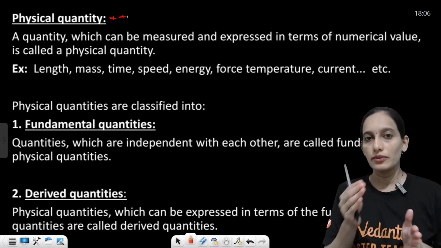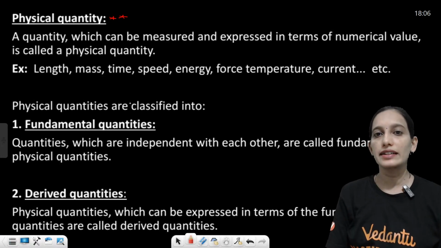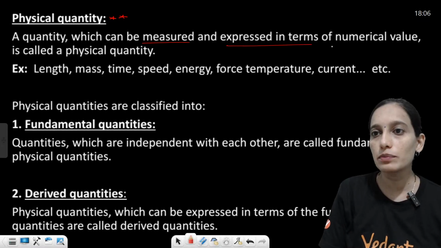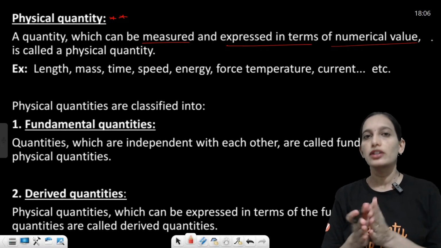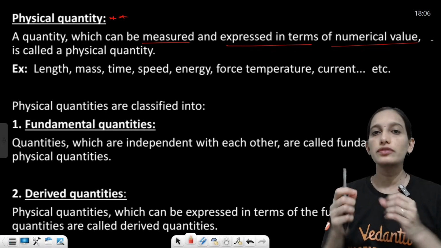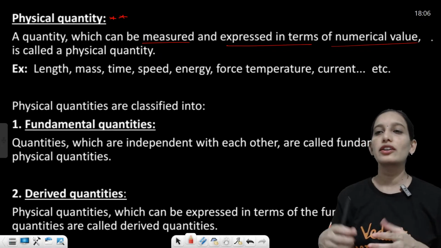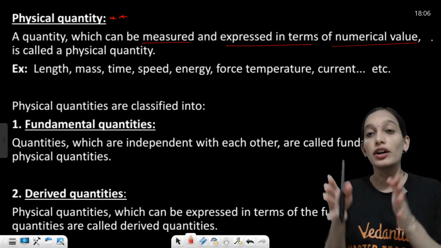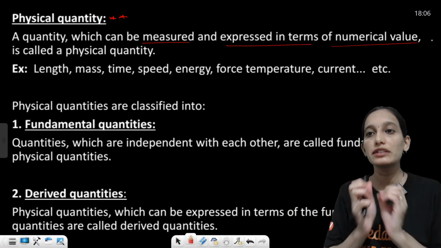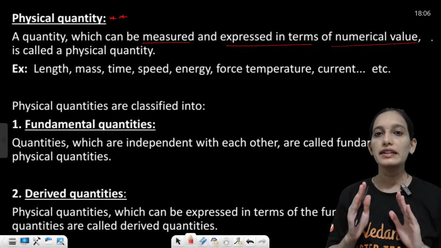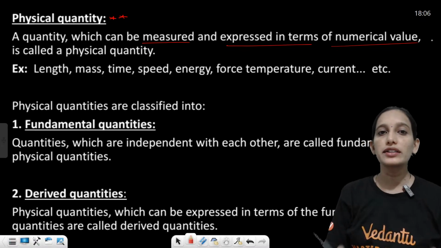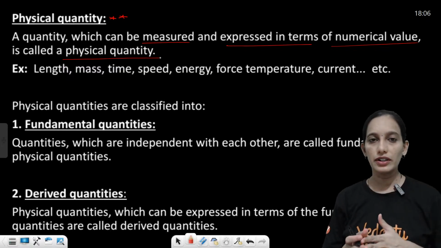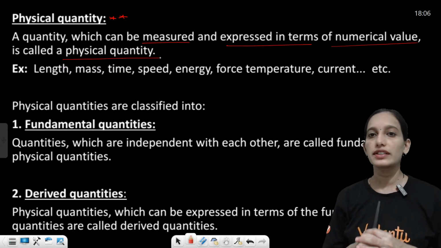So in physics, we say anything that can be measured and expressed in terms of a numerical value. I should be able to express it in terms of some proper number. It's not some imagination, like this big or this small. It should be properly expressed in terms of some numerical value. Such a quantity we call a physical quantity. This is how we define a physical quantity.